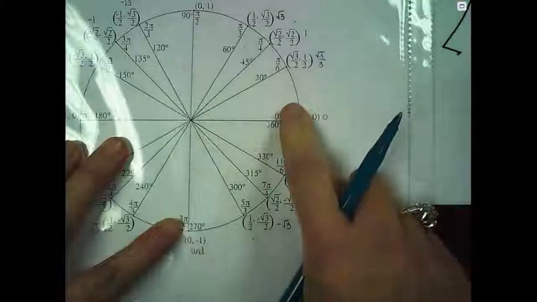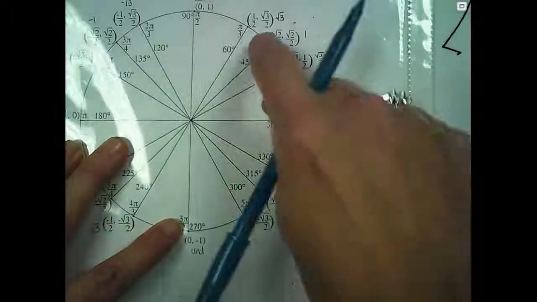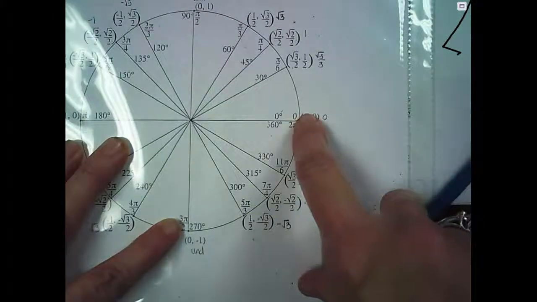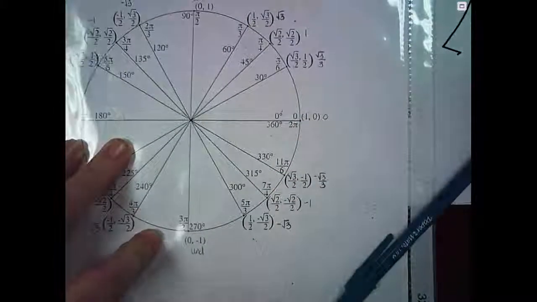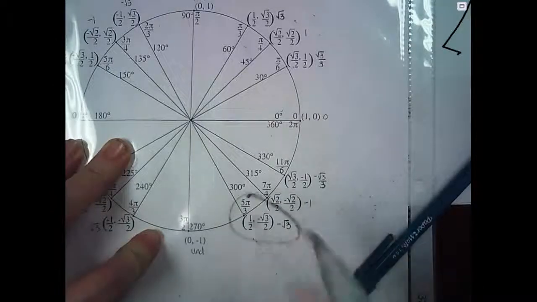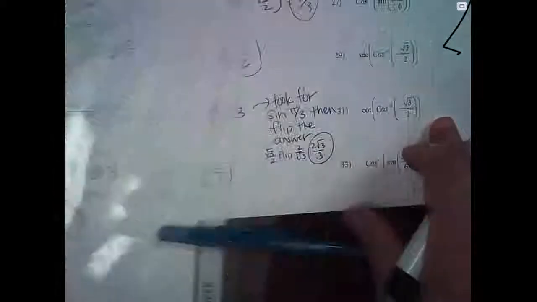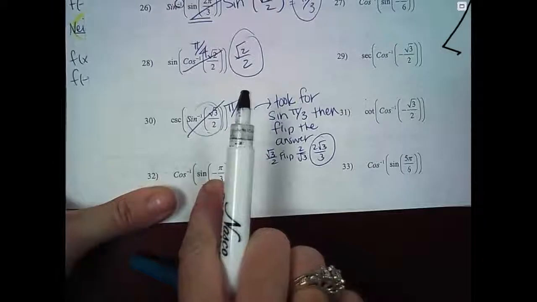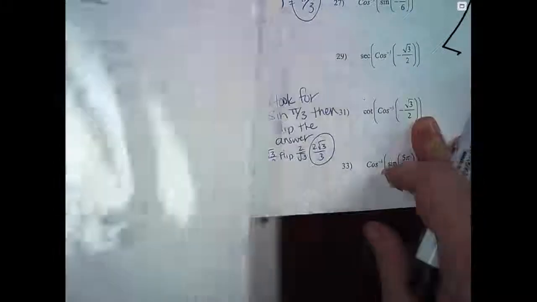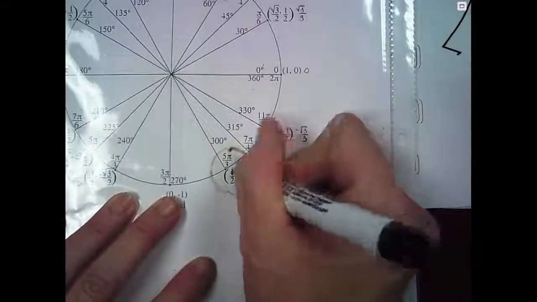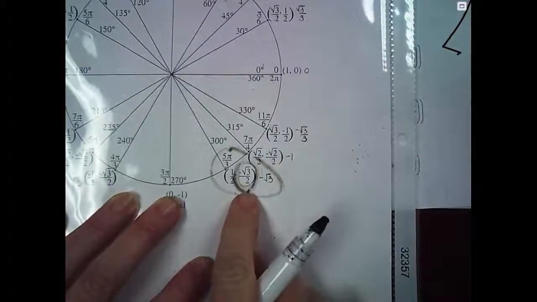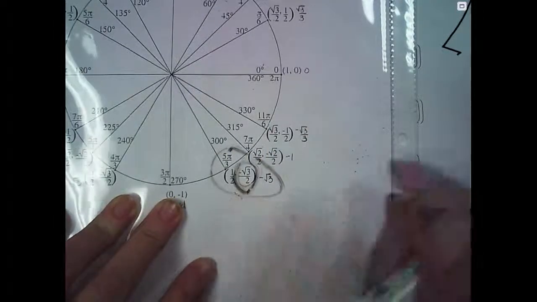Okay, to get to pi over 3, I would go up 1, 2, 3 stops. To get to negative pi over 3, we're going to go down 1, 2, 3 stops. So here's that spot right there. I asked you for which value, sine or cosine? It asked for sine. That's the y. So this spot here is negative root 3 over 2.